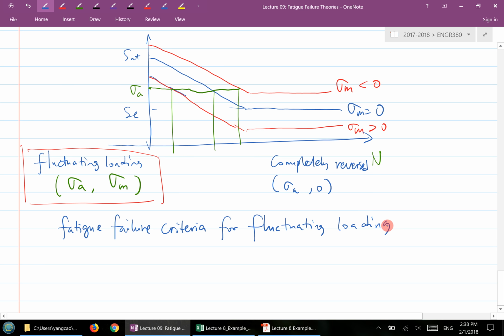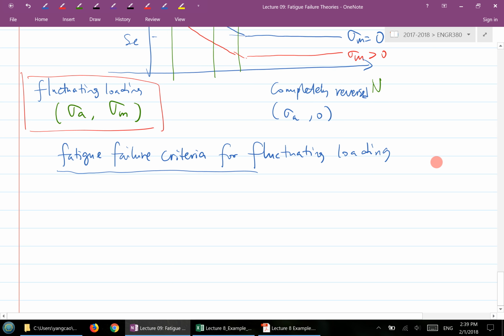Because for completely reversed loading, we already had the fatigue failure criteria, right? If you design for infinite life, you compare the sigma A with which value? Se, right? If you design for finite life, then you compare the sigma A with a certain fatigue strength at that number of cycles. So we want to do the same thing. We want to derive some fatigue failure criteria for a fluctuating type of loading. The idea is still to do it through experiments.